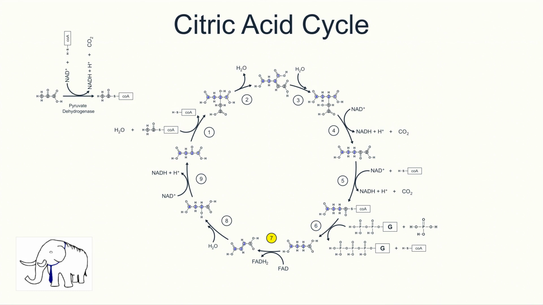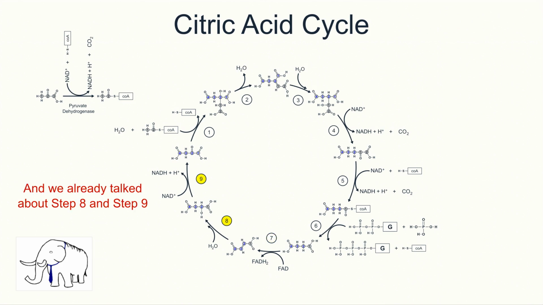Step 7 is interesting for several reasons. First, step 7 puts its high-energy electrons onto FAD instead of NAD+. Secondly, the enzyme complex that catalyzes step 7 of the citric acid cycle is also the second respiratory complex in the electron transport chain. Third, the high-energy electrons on FADH2 are transferred almost immediately onto coenzyme Q10, which then sends them on to the third respiratory complex. The high-energy electrons on FADH2 therefore skip the first respiratory complex, which is why they cannot make as much ATP as the high-energy electrons on NADH plus H+.